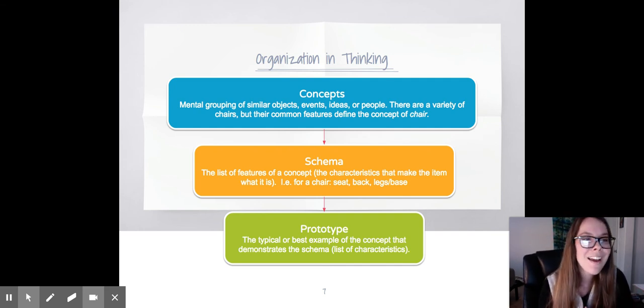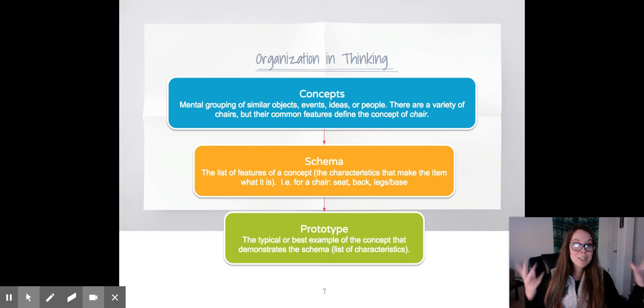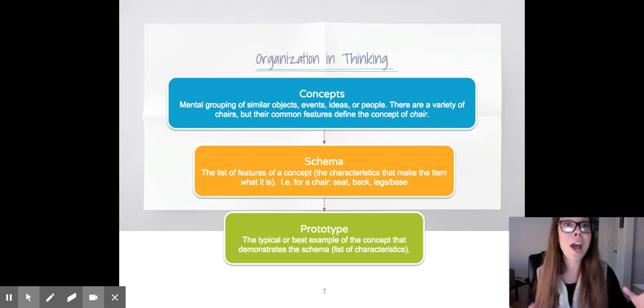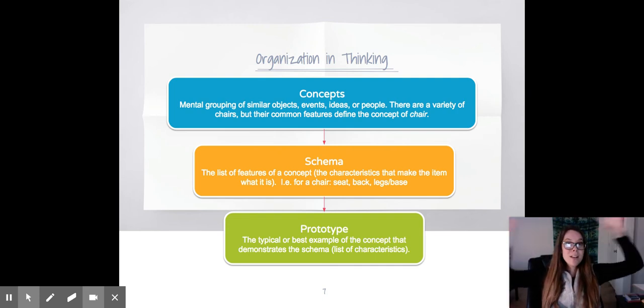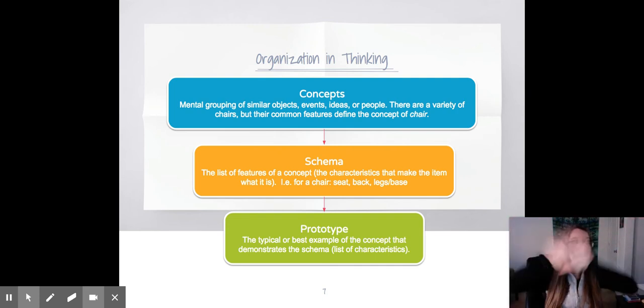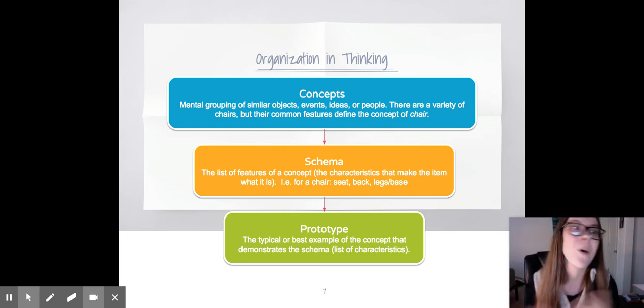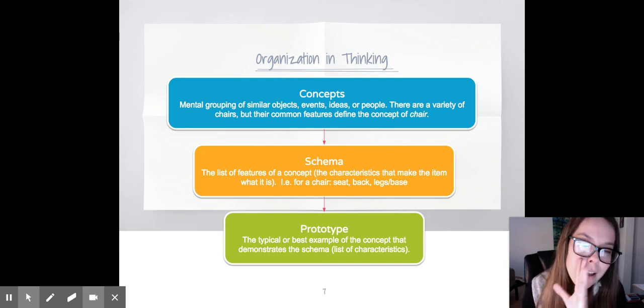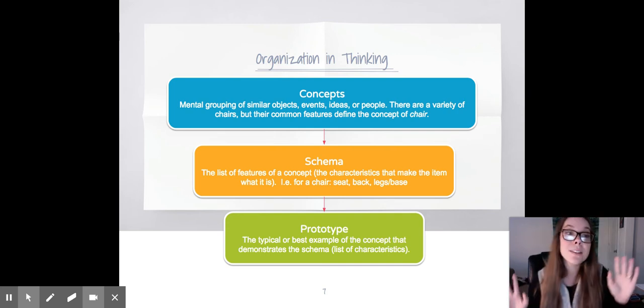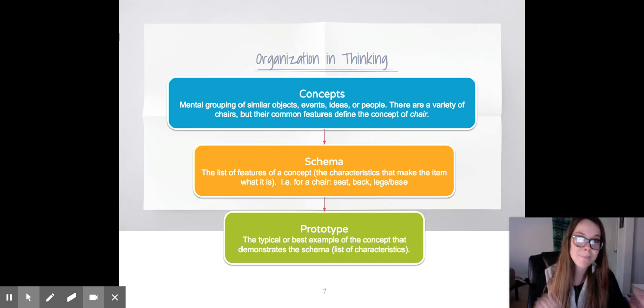For example, I can have a schema for pizzas. A concept could be pizza, and my schema for pizza is all the stuff we can have on a pizza. But my prototype would probably be Hawaiian pizza, since that's my favorite. I love pineapple on my pizza. I don't know if it's a debatable thing, but I like it. I'm just saying.